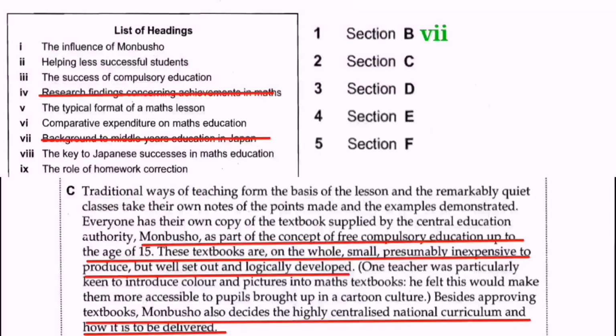Let's go to the list of headings. Heading number 1, the influence of Monbusho. So heading number 1 is the right heading for section C. So we can cross heading number 1 in the list and we can write Roman 1 in front of question number 2.